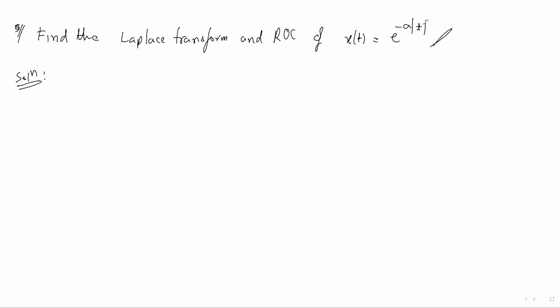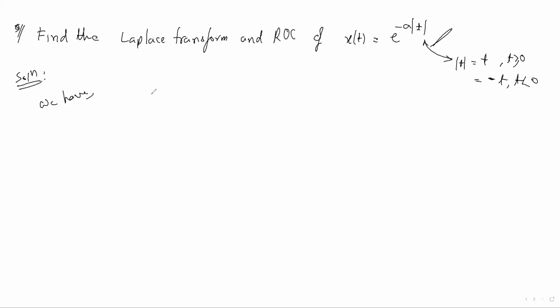So what is modulus? I think you know what this modulus says. This modulus says: mod t is equal to t when t is greater than 0, and it is minus t when t is less than 0. This is the definition of modulus of t. So you can write it in a different way.